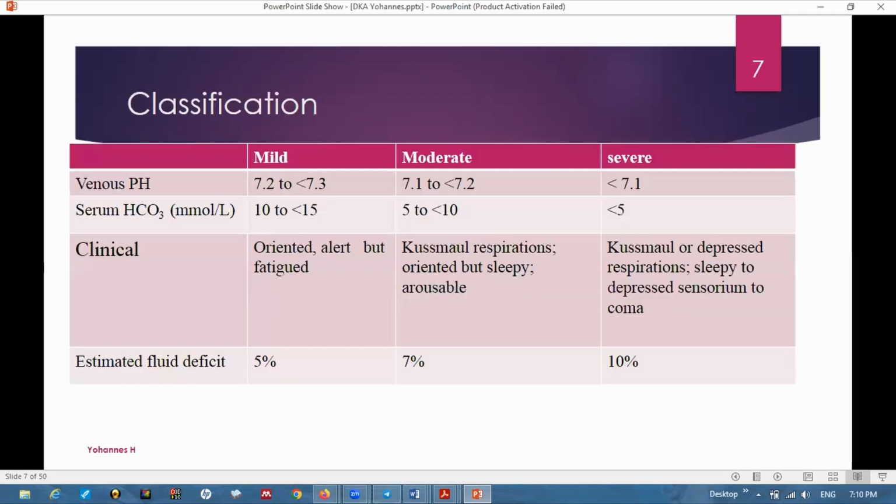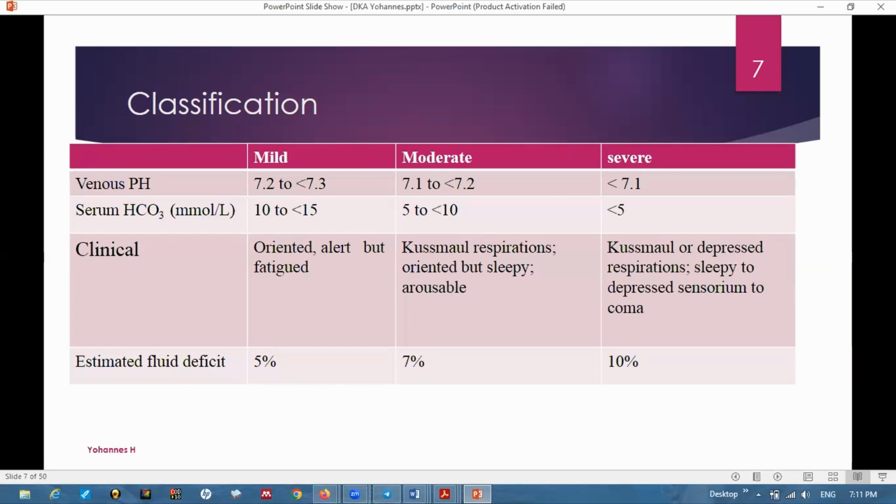When you see the classification, we will classify DKA into mild, moderate, and severe based on venous pH, serum bicarbonate, and clinical features. In our setup, we use only clinical features. Most of the time, we don't have investigations like pH and bicarbonate, so we will use clinical classification. We will say mild when the venous pH is between 7.2 and 7.3, serum bicarbonate level 10 to 15. Clinically, the patient is oriented, alert, but fatigued, and the estimated fluid deficit will be 5%.